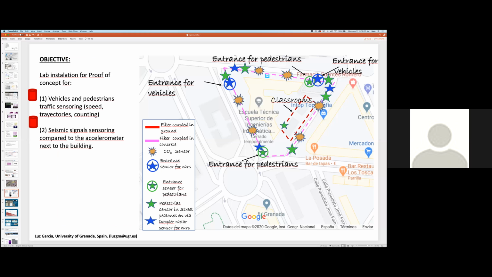Okay, so the idea is to compare the sensing of point sensors for pedestrians and vehicles with the information acquired from the DAS sensor. So the first thing we need to do is be able to extract some information. So that's all I wanted to tell you. Thank you very much.